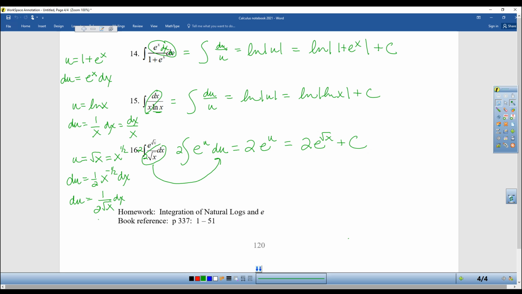That's it. It is a nice short lesson today, but these problems you're definitely going to want to do them on your own and make sure that you understand them.